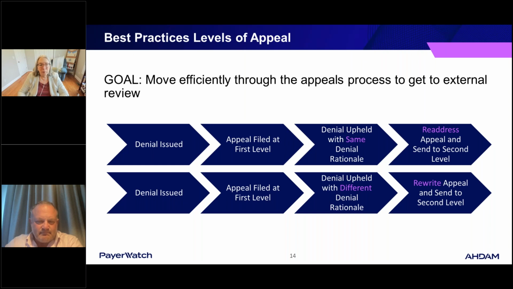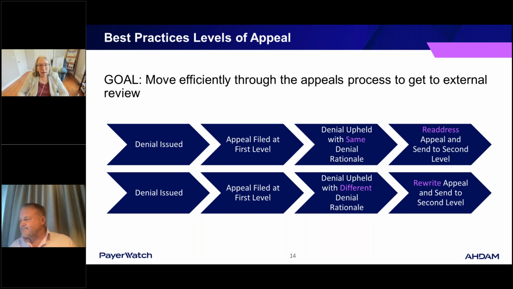If it's a commercial payer or managed Medicare, external review could mean going to an independent review agency, mediation or arbitration, and you have other resources as well for external review for your commercial payers.